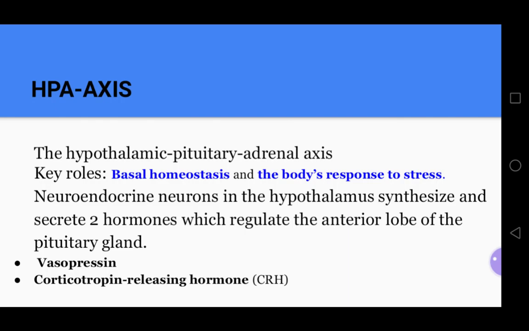So the hypothalamic pituitary adrenal axis, its key role is basic homeostasis and the body's response to stress. Neuroendocrine neurons in the hypothalamus synthesize and secrete two hormones which regulate the anterior lobe of the pituitary gland. These hormones are vasopressin and corticotropin releasing hormone.